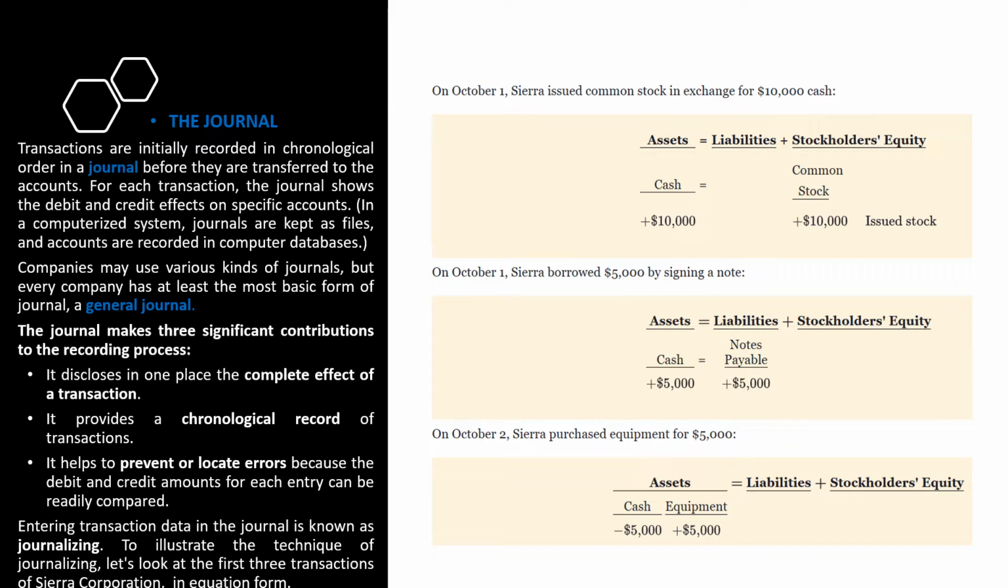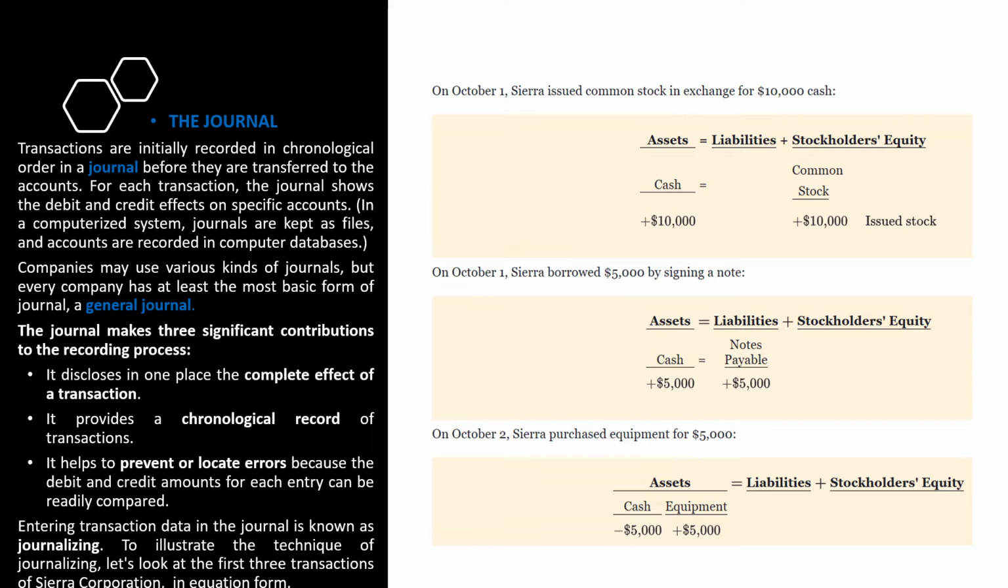The journal transactions are initially recorded in chronological order in a journal before they are transferred to the account. For each transaction, the journal shows the debit and credit effects on the specific accounts, right? In a computerized system, journals are kept as files and accounts are recorded in a computer database. Companies may use various kinds of journals, but every company has at least the most basic form of journal, a general journal.